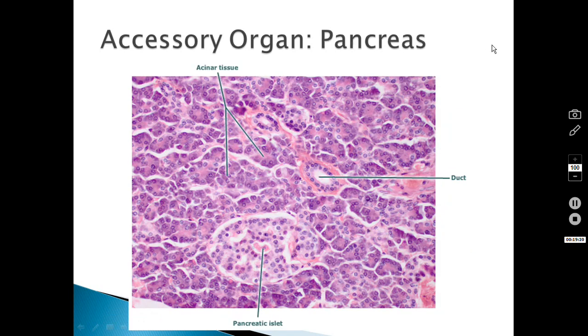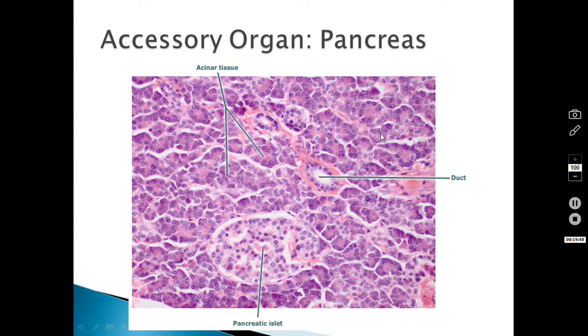Then finally, looking at another accessory organ, the pancreas. The pancreas has both an endocrine function and an exocrine function. So it functions as part of the endocrine system. That's the pancreatic islet. That's what's secreting insulin and glucagon directly into the bloodstream without any ducts. The islet here is our endocrine portion of the pancreas.